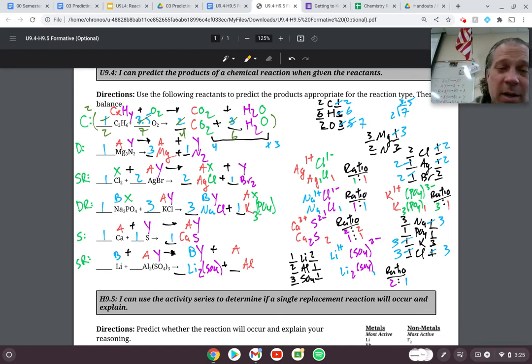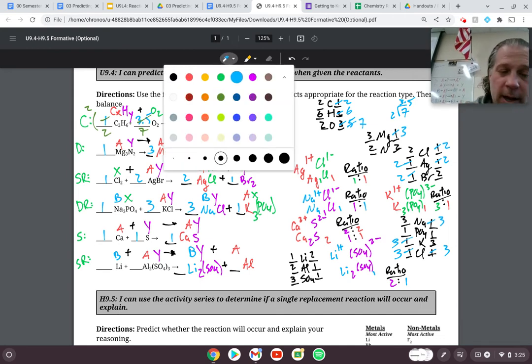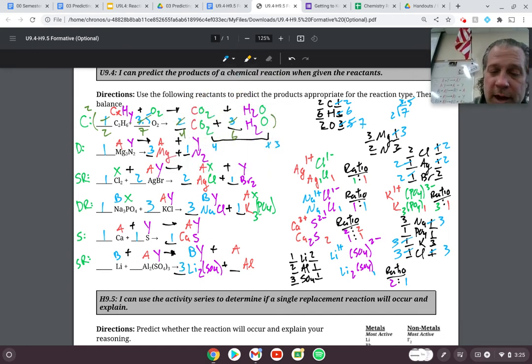So I'm going to skip ahead and I'm going to put a coefficient of 3 here. That'll give me 3 sulfates and it'll give me 6 lithiums. And then I'm going to want to have 6 lithium, so I'm going to put a 6 over there, so that gives me 6 lithiums. And I have 2 aluminums, so I'm going to put a 2 here, so that gives me 2 aluminums, and then everyone's balanced. So it's kind of messy what we got going on here, but these are the answers to the practice quiz for the predicting products.